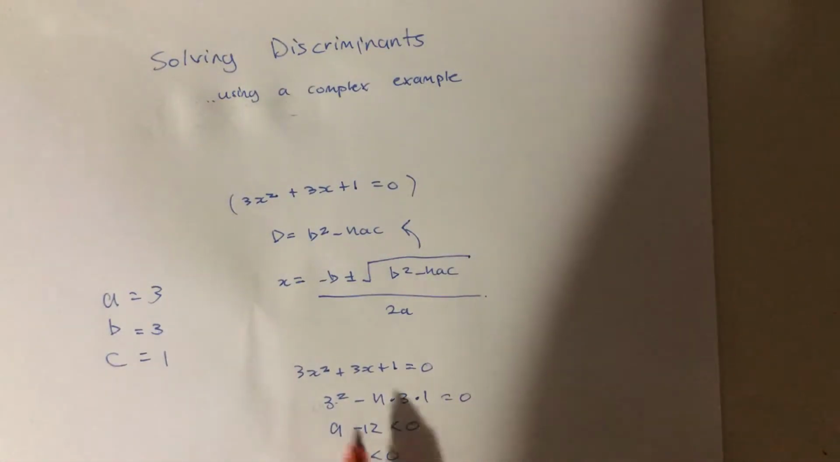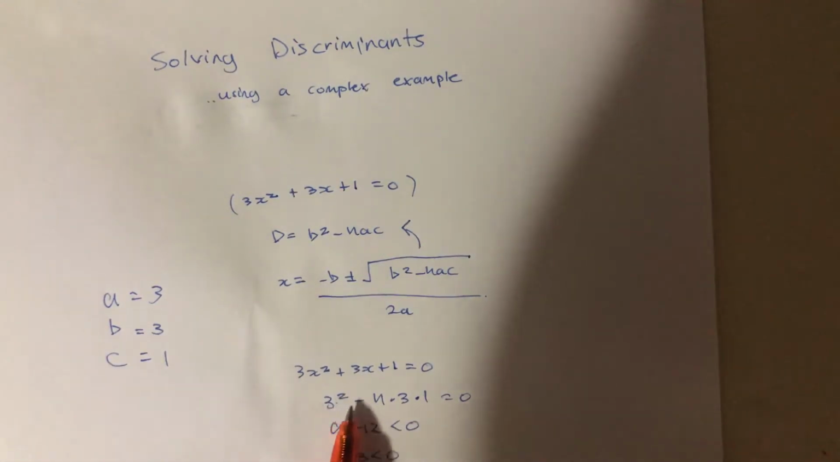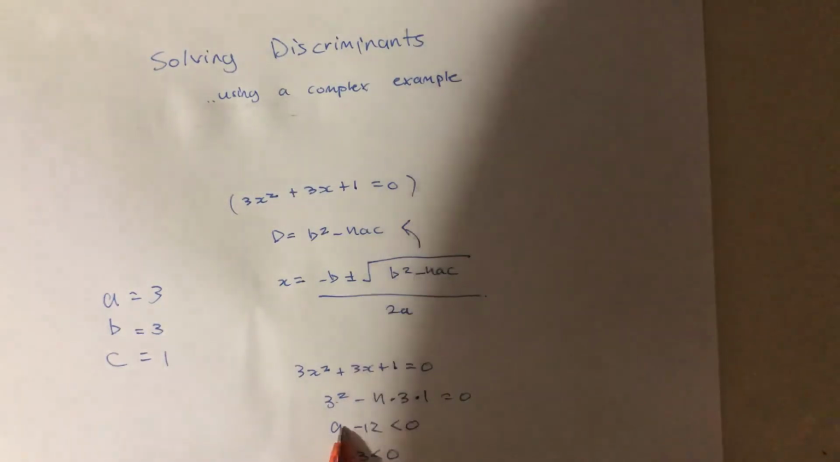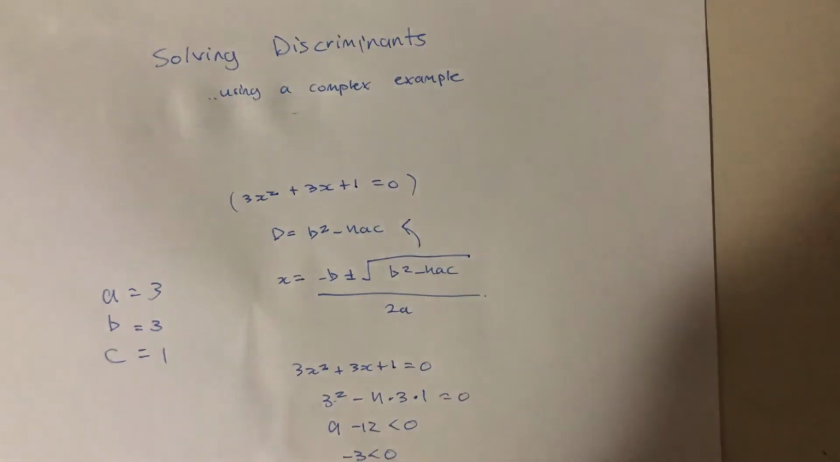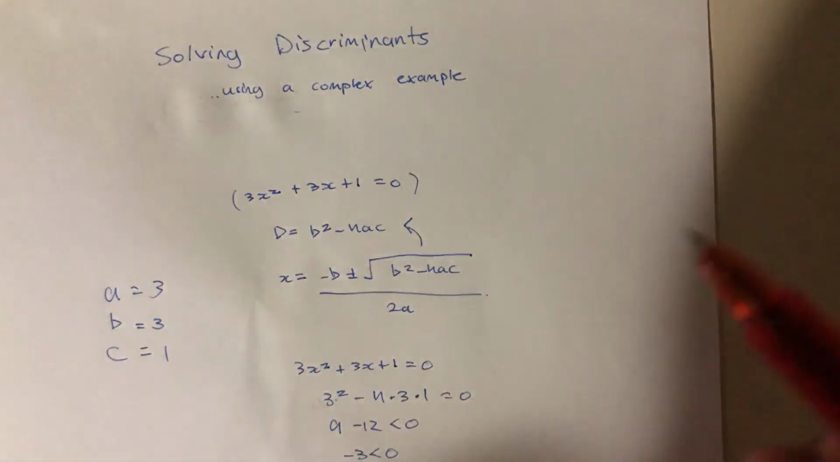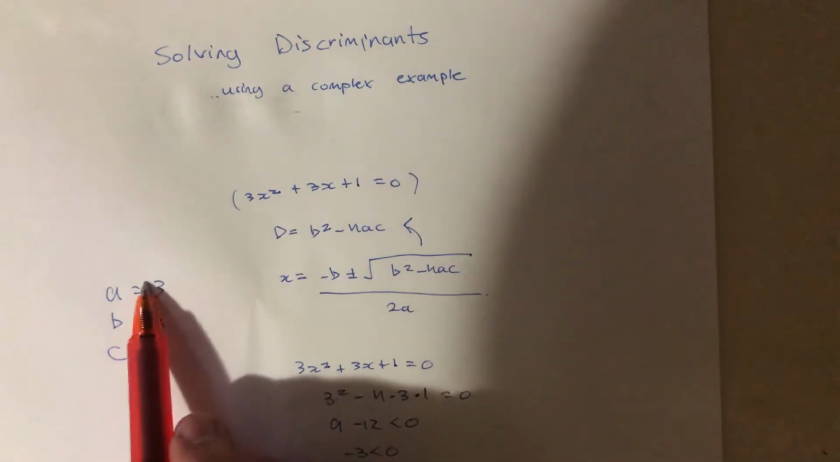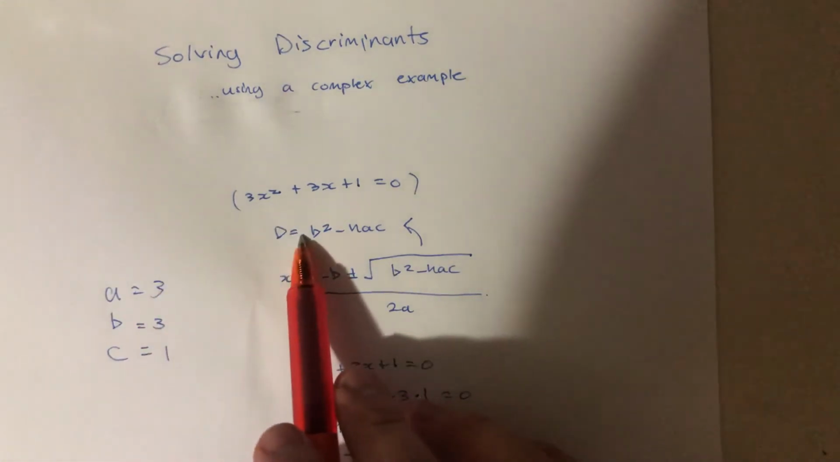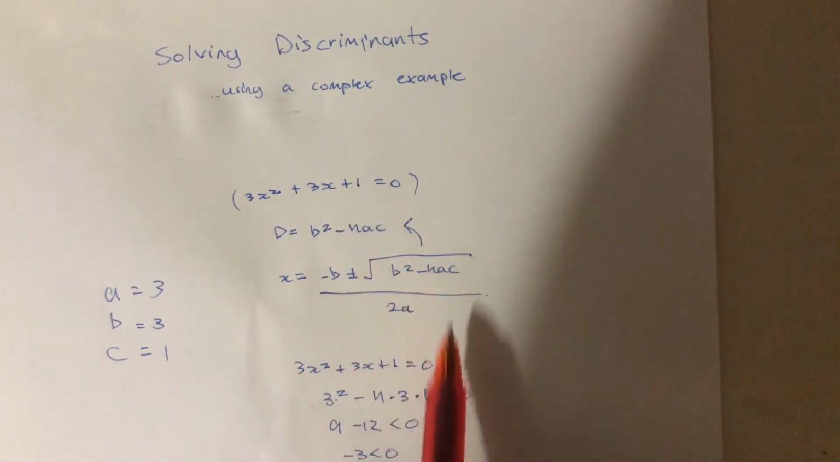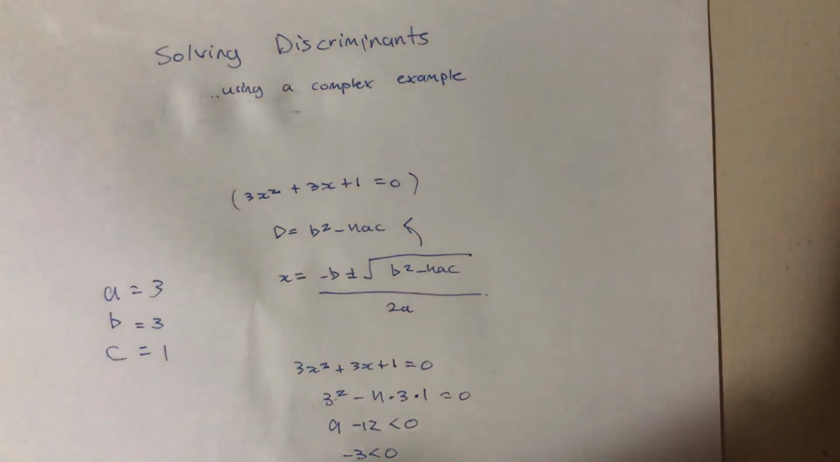Right here, it says 9 minus 12. That's 9 minus 4 times 3 times 1. Since 9 minus 12 is negative 3, which is less than 0, this was a complex solution, or a complex example for solving discriminants. As you see, we used our a, b, c, subbing them into b squared minus 4ac to get this example. Thank you for watching.